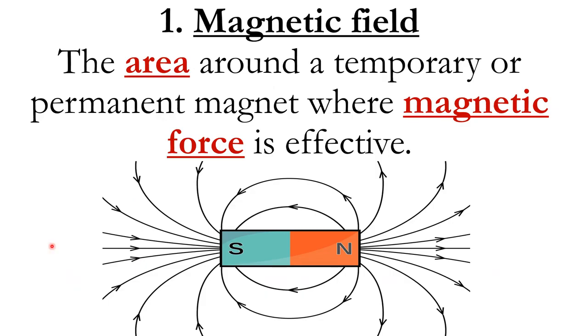Let us now discuss a few important terms which are related to the magnetic effect. The first term is magnetic field. It is the area around a temporary or permanent magnet where magnetic force is effective. The area around a magnet where we can feel its attraction or repulsion is known as the magnetic field. You can check here in the diagram.